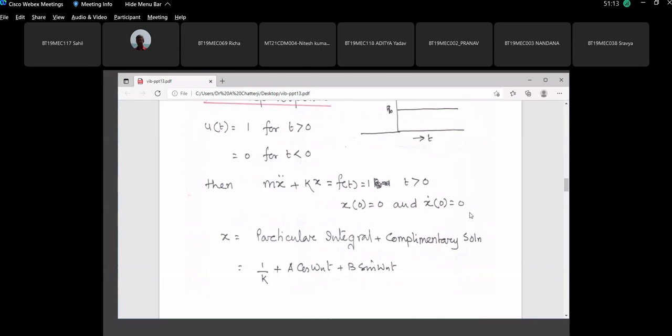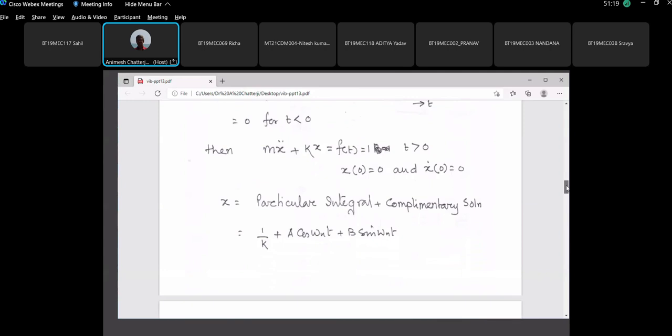Minus 1 by k. No, I don't want a and b separately. I want the answer. How will x look like? I want that, not a and b separately.